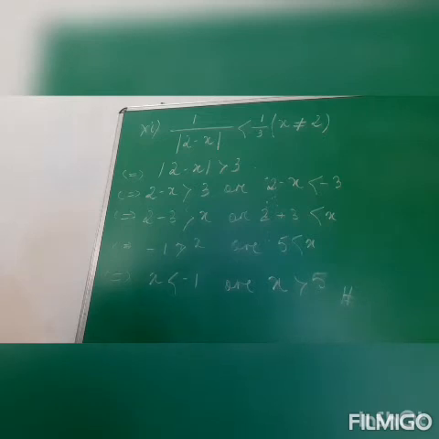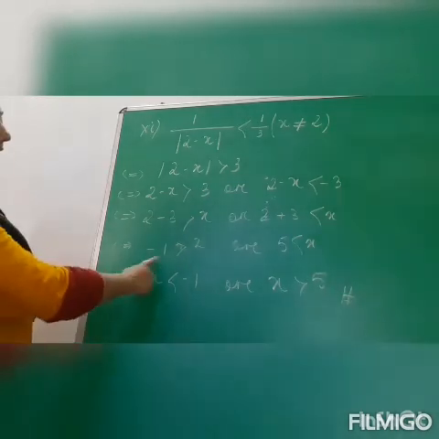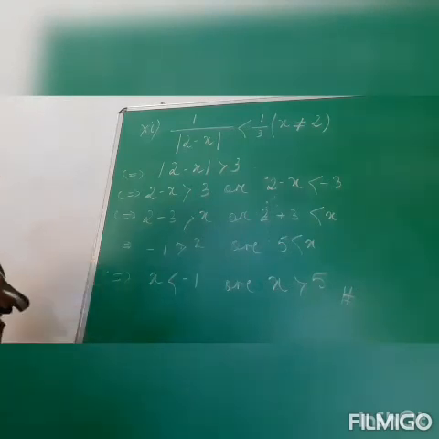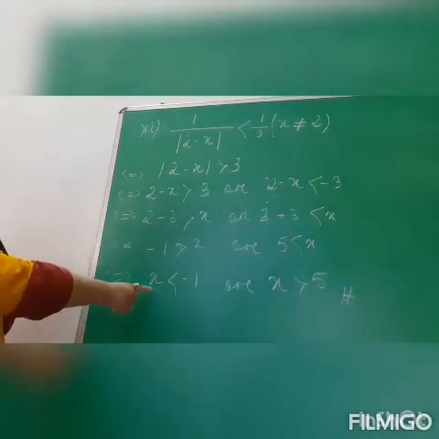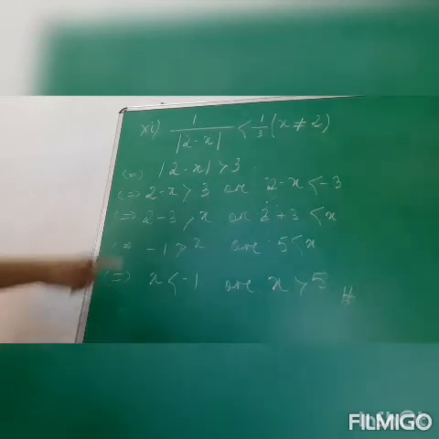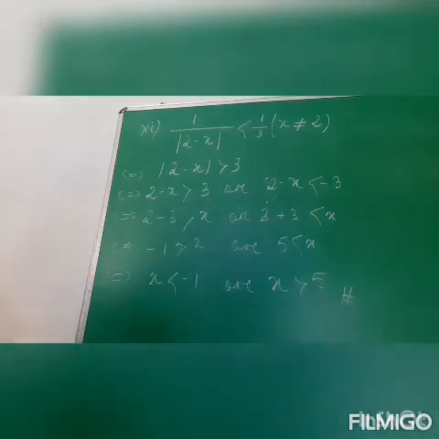1 by mod of 2 minus x is less than 1 by 3, where x is not equal to 2. Right? So that means what? Mod of 2 minus x will be greater than 3 now. So in this case also we will consider that 2 minus x is greater than 3 or it is less than minus 3. So now after calculation, what we will get here: minus 1 is greater than x or 5 is less than x. Minus 1 greater than x means x is less than minus 1, or 5 is less than x means x is greater than 5. So here we get x is less than minus 1 or x is greater than 5.